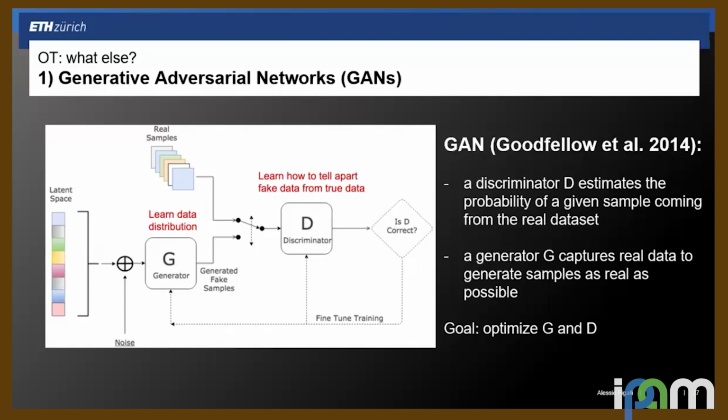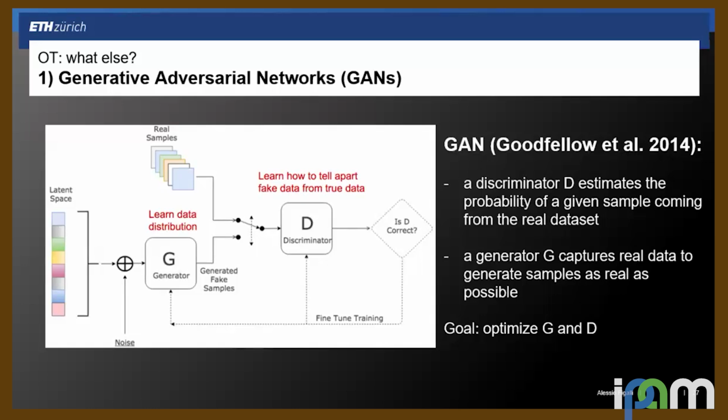You have a bunch of real samples. So let's say I have a million images of real dogs. And here I have a generator which has been trained to create fake images of dogs. And here I have a discriminator whose goal is to discriminate and tell us whether an image that is given to it is either real or fake.